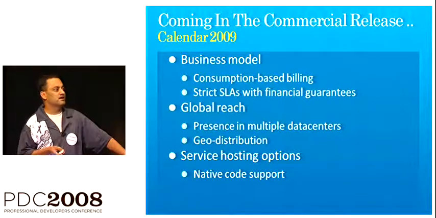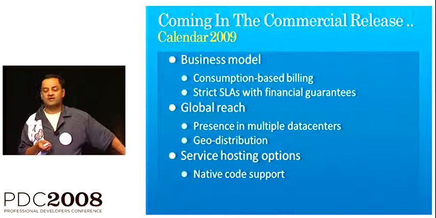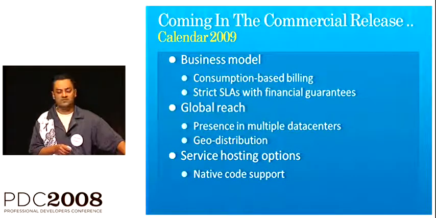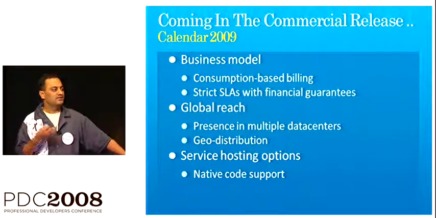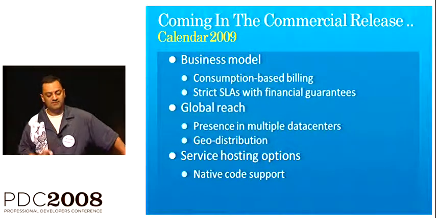I've listed on this slide the 3 big things that we think you'll get with the commercial release that you don't get with the tech preview today. Number 1, a business model, which will be based on consumption-based billing with SLAs and financial guarantees. So if we do something bad, which we will not do, but if something happens, there's an SLA, and you have recourse. Second thing would be global reach.